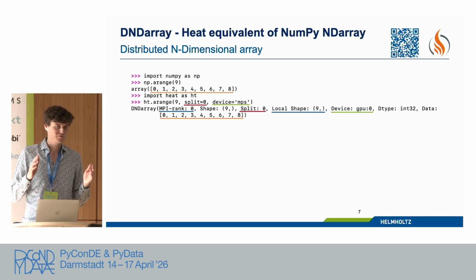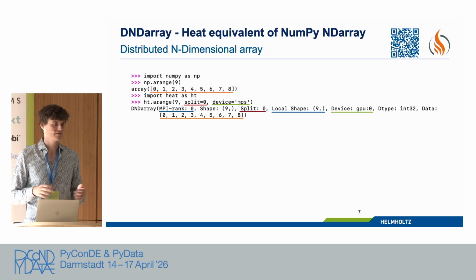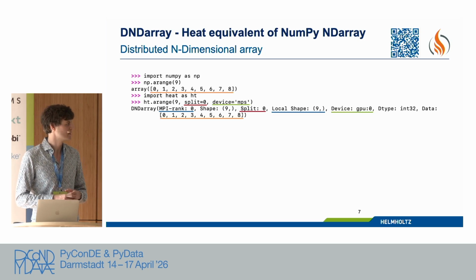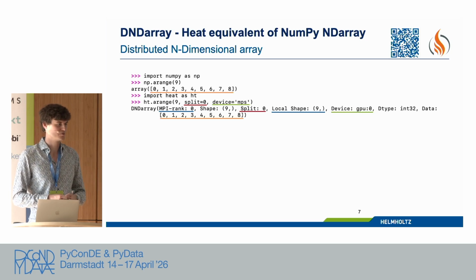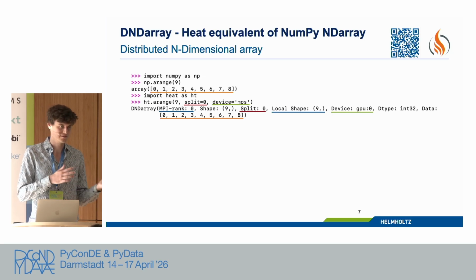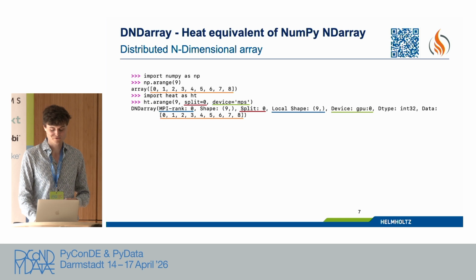And then there's some additional information regarding the parallelization. So we have MPI rank 0 and a local shape, which in this case is equal to the global shape because I execute this in serial. But if I ran this with multiple tasks, then we would have multiple MPI ranks and a smaller local shape than the global shape, of course.